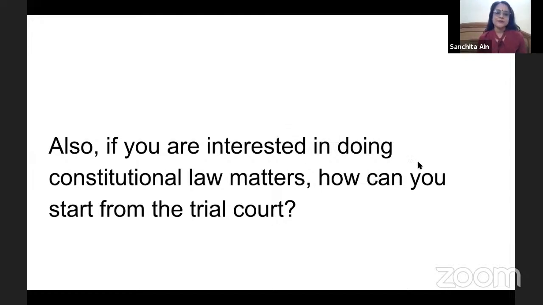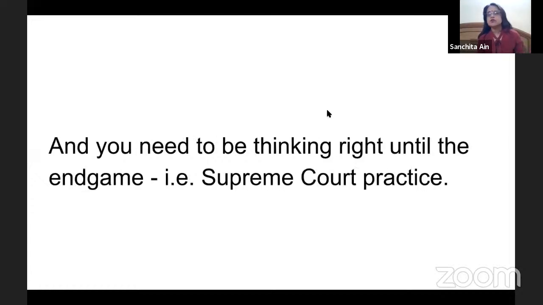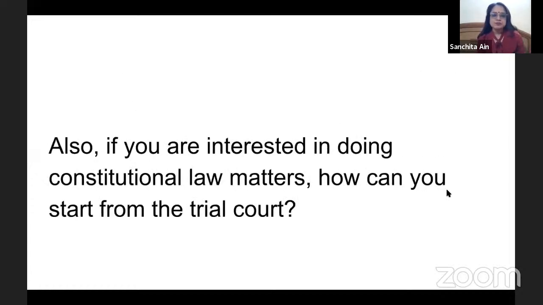Right. So the point I was making was that the traditional view is that you need to start from the district court, right, and then go to high court. But suppose somebody is interested in doing constitutional law matters, then how would it help to start from district court? Do you think it's going to help? No. Right? Next slide, please.